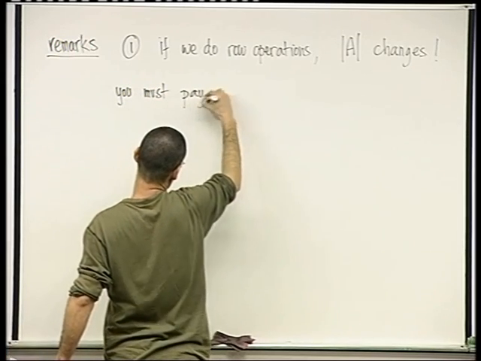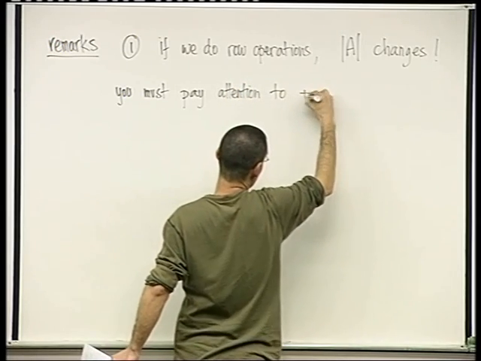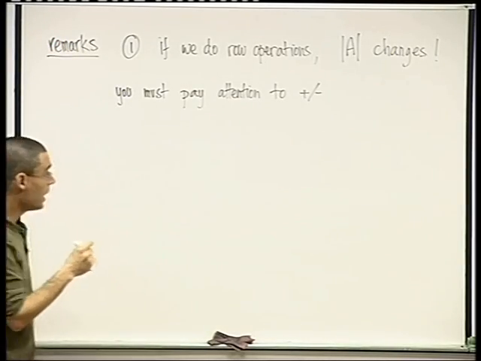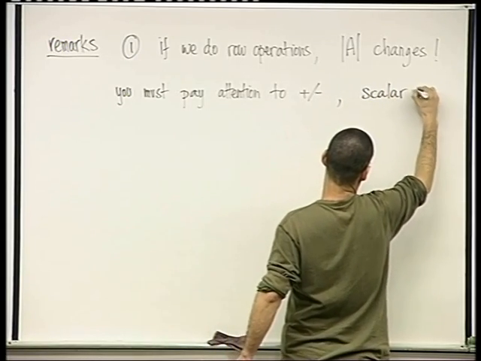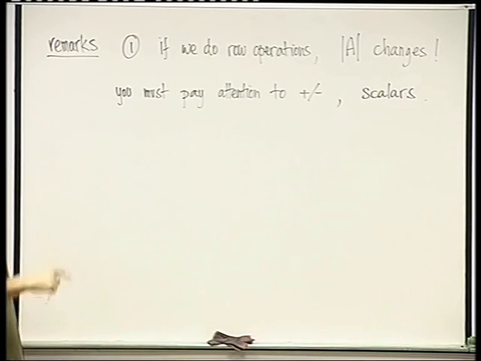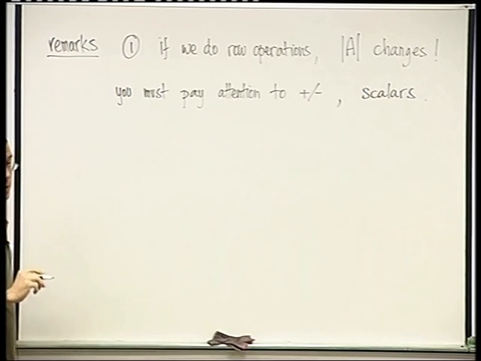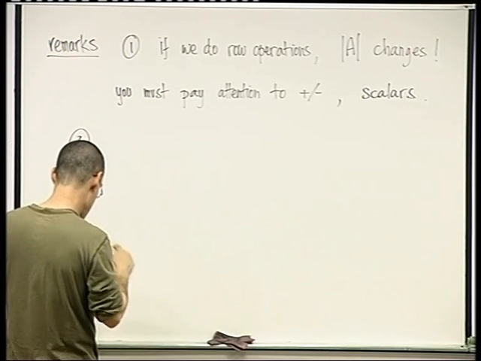It doesn't change greatly, but you must pay attention to plus minuses that occur when you interchange 2 rows or 2 columns, and scalars, which come out of every single row or column in which they are a common factor. So it's not true that row operations or column operations do not change the determinant. It does change by these. So that's the first comment that I wanted to make.